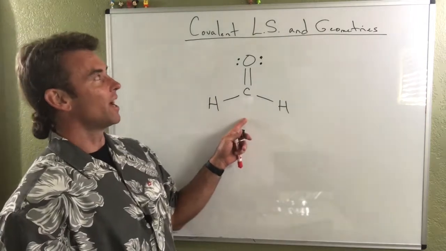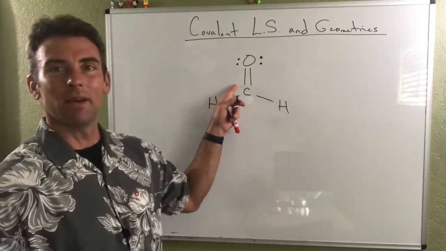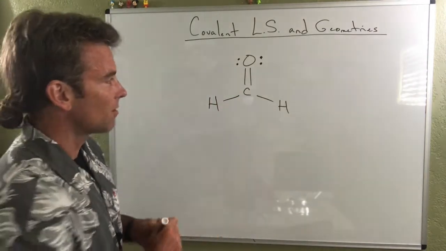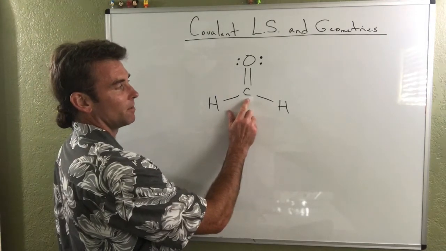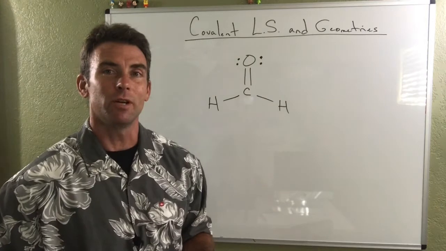So that's formaldehyde. And notice I gave you a covalent Lewis structure, a couple of things to pick out: double bond, single bond, single bond. And so this carbon is going to be the site of the geometry. And let me show you how you're going to determine what geometry you actually have.